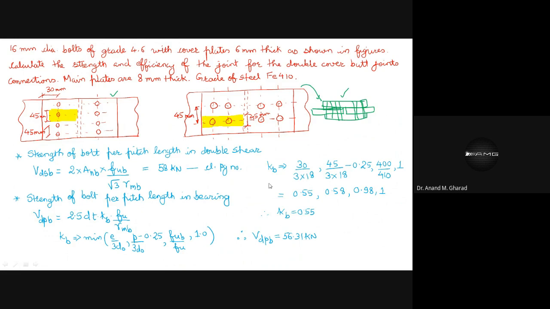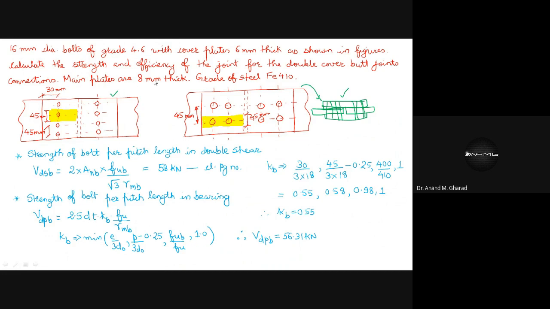Okay. So based on that, the KB value comes out to be 0.55, as per my calculation. You can verify. And then you can substitute the value of KB in this equation. You need to find out the small t value. What will the small t value be? Can anyone tell?